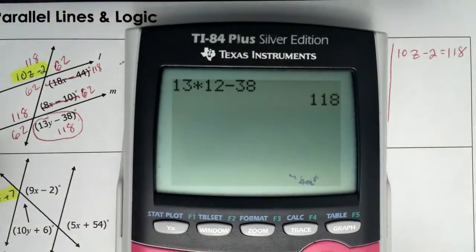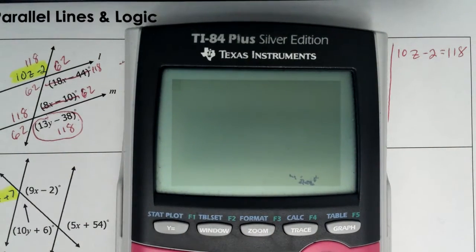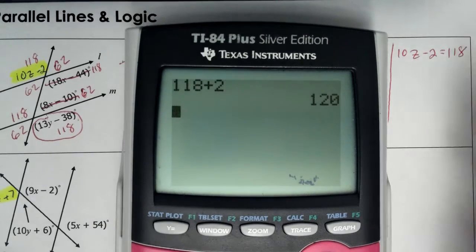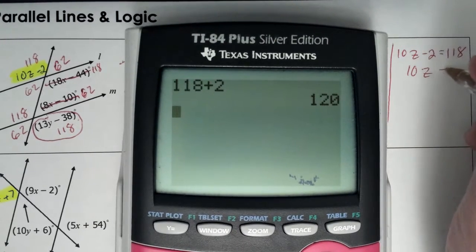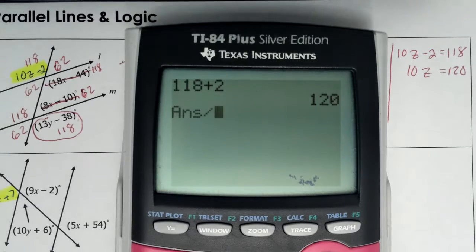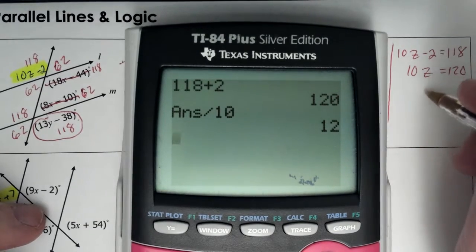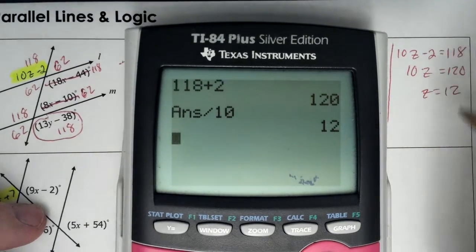So I'll use my calculator so you can see what I'm looking at. So 118, I'm going to add that 2. So I get 10z is equal to 120, and now I'm going to divide by 10. And I get z equals 12.